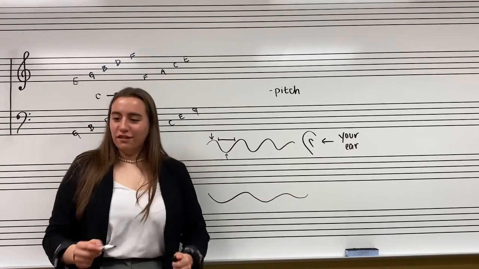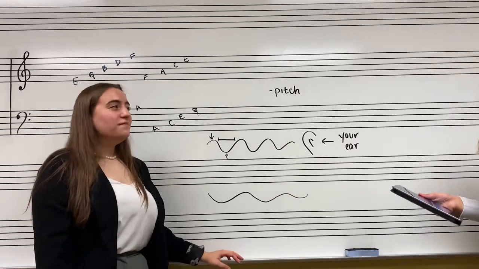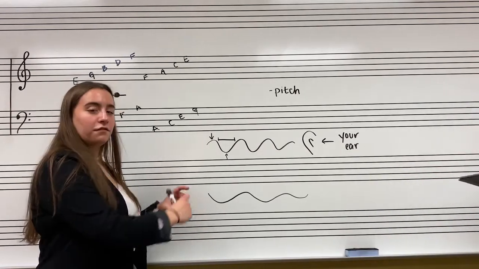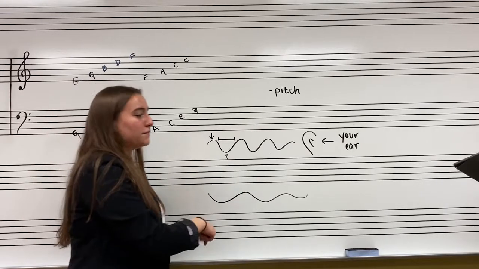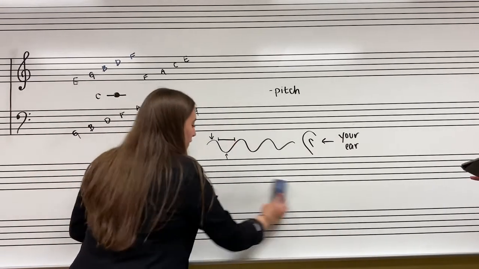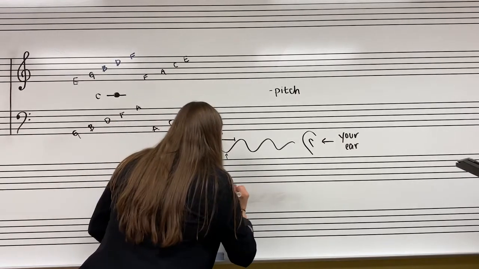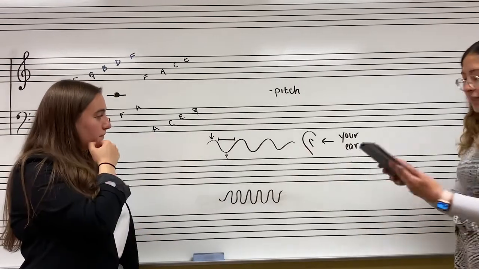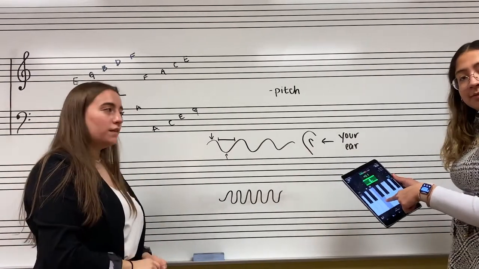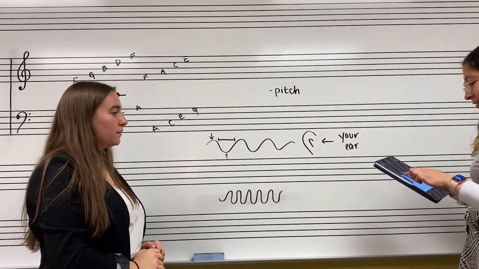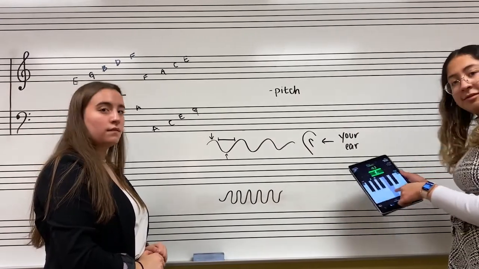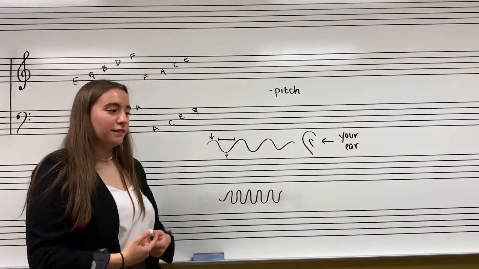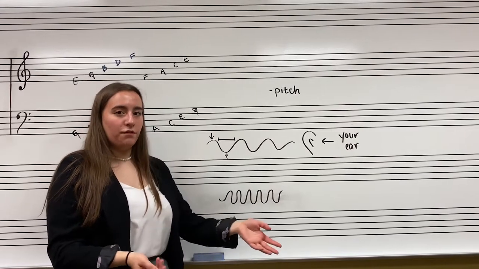Could we have an example of a lower pitch? Sure. This is a low octave C. So it'll have farther spaced out sound waves. And then if we have a higher pitch, it'll be much closer together like this. Something like this would be kind of in the middle. And then really tight together. So different types of sound waves produce different types of pitches.